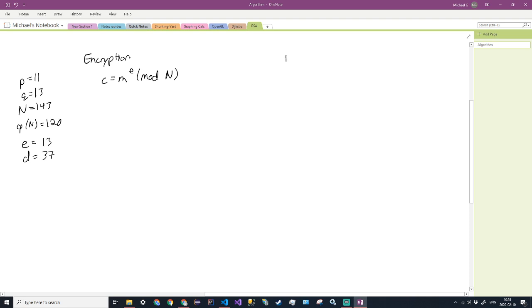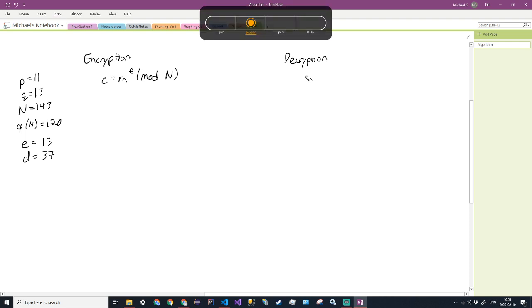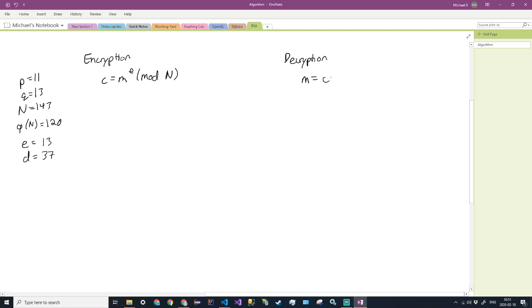And then the decryption will be D. This time, when we decrypt, we're going to get the message out. So M is equal to C to the D mod N, just like that. So you can see how this would be difficult to reverse, essentially. So let's actually just go into an example.